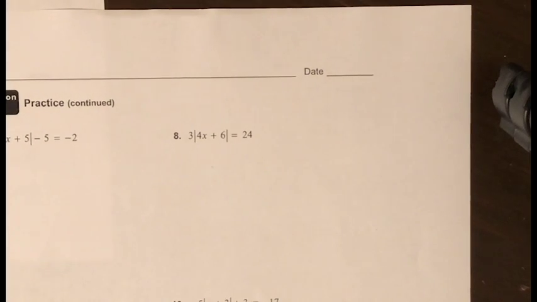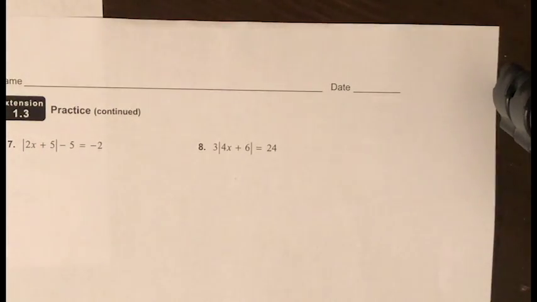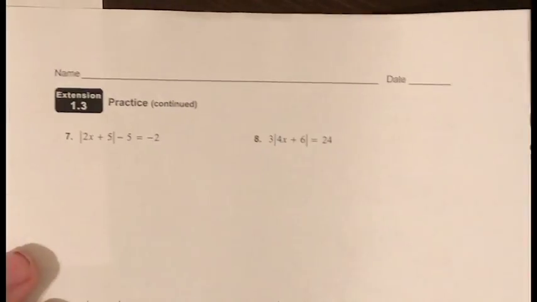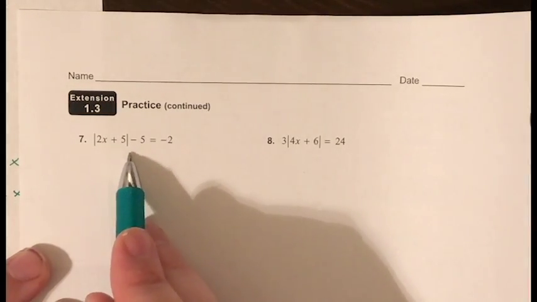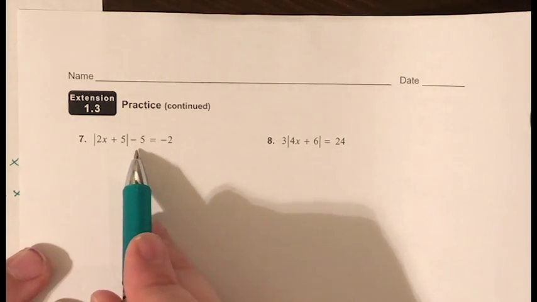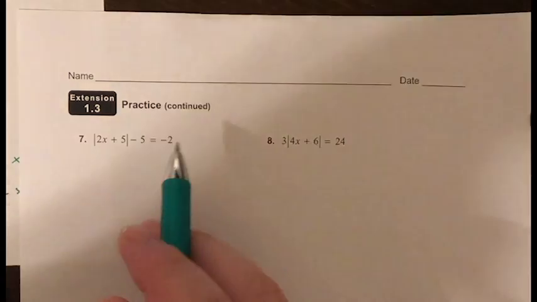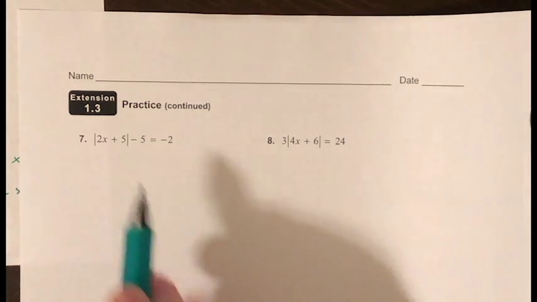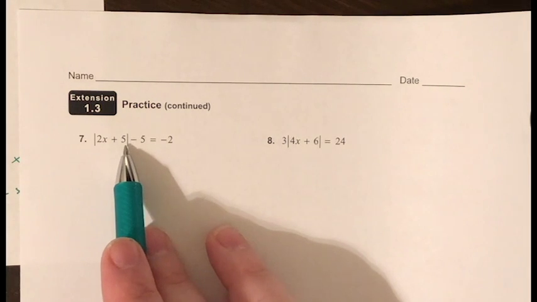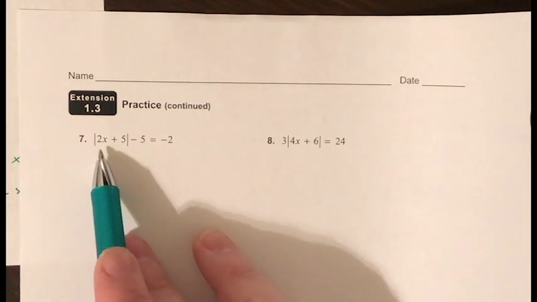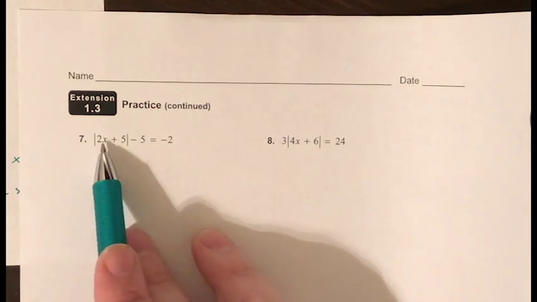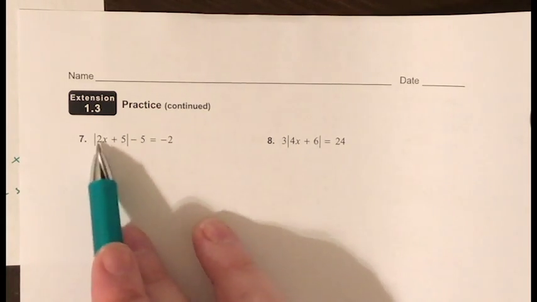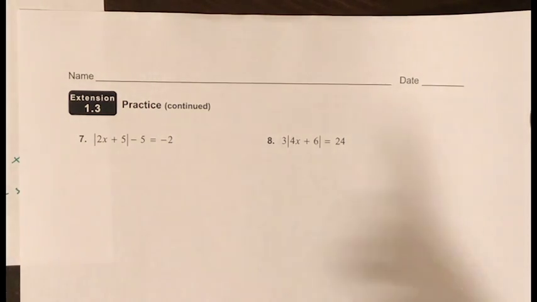All right, so now let's work on the back, and I'll go through the next 2 with you. I have number 7. I have an absolute value of 2x plus 5 being subtracted by 5 equals negative 2. So what we always do is we try to follow those basic rules that we talked about, simplifying each side of the equation. So let's look at that first. Can I do anything to this side of the equation? Well, not really. This is a minus 5. I can't really do anything just yet with this absolute value.